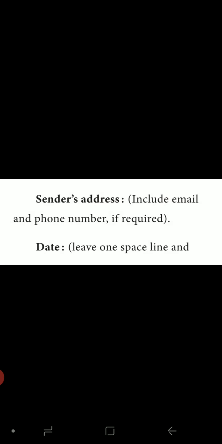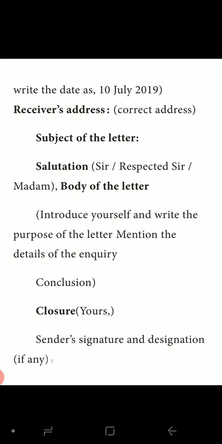First from address, then leave some space and then write the date. Then receiver's address, that is to address. You should write correct address. Then what does the to address include? Can you say? The officer in charge, department, likewise that place, that is to address, receiver's address.